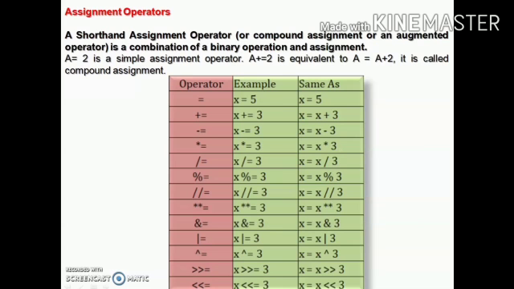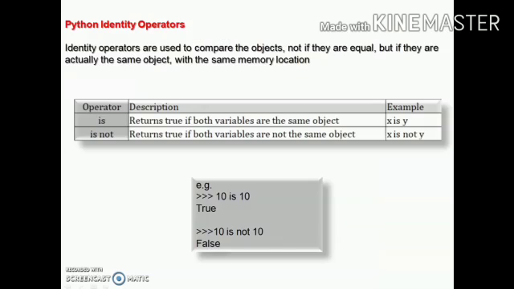value. Next is assignment operator. A shorthand assignment operator or compound assignment or an augmented operator is a combination of a binary operation and assignment. A equal to 2 is a simple assignment operator. A plus equals 2 is equivalent to A equal to A plus 2. So it is called compound statement.